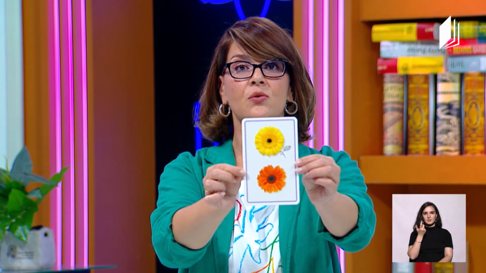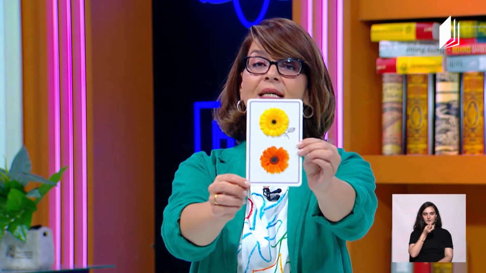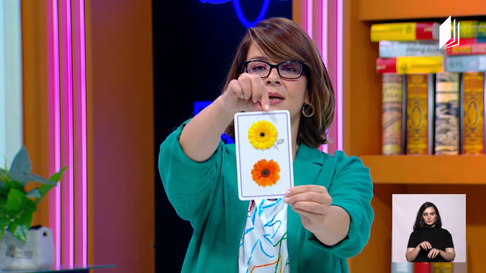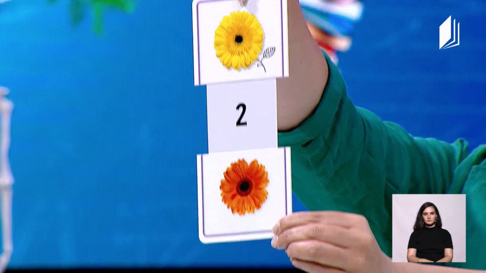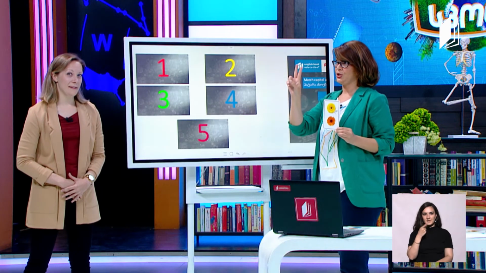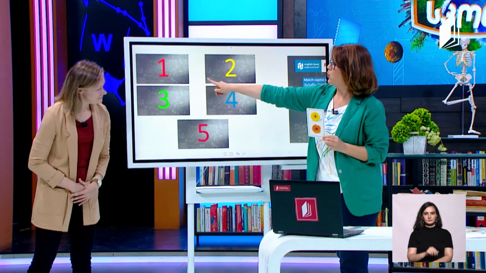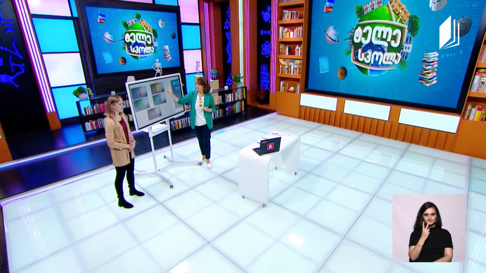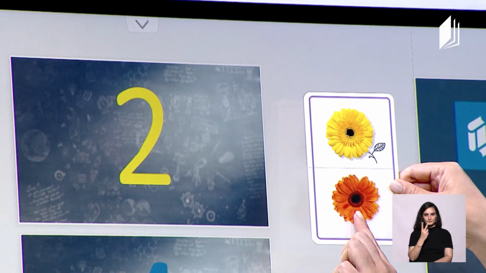How many flowers are there? One. What comes after one? Two. Great. Two flowers. Let's check. And it is number two. So, look at the board and let's find number two. One. Two. Number two and two flowers.